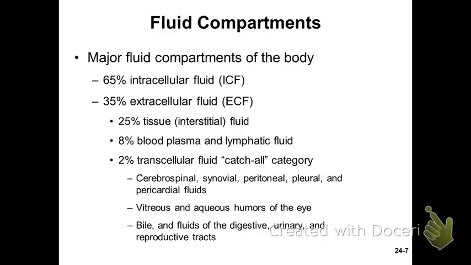Well, where is that fluid found in the body? Well, 25% of that extracellular fluid, I shouldn't say that, of that 35%, right, 25% is from the interstitial fluid. Remember, that's the fluid between the cells. 8% of your 35 is coming from both plasma and the lymphatic fluid. Don't be confused by that. That lymphatic fluid is referring to the fluid actually in the lymphatic vessels.